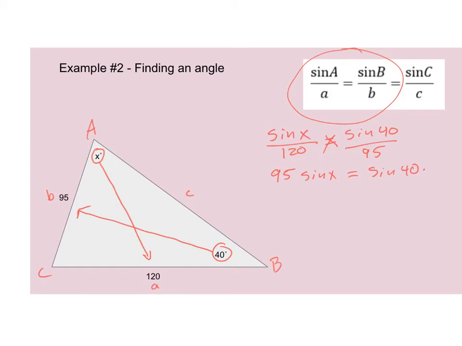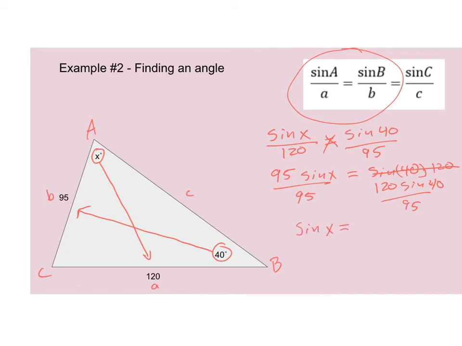times 120. Now, usually we put this 120 out in front, and actually I'm going to rewrite it as 120 times the sine of 40. That way we don't get it mixed up and I don't actually get that 120 times 40 inside the parentheses. Now, if I want to solve for the sine of x, I divide by 95, divide by 95, so I have the sine of x equals.